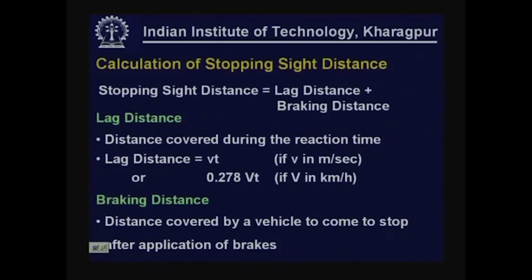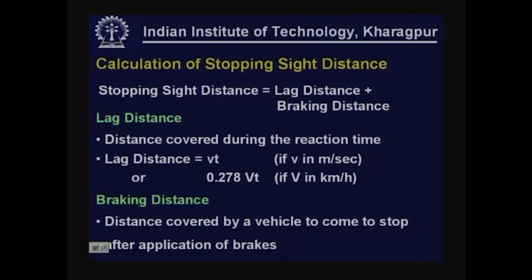Lag distance we can calculate easily. It is the reaction time multiplied by the speed. So, if v is the speed in meters per second, then it is simply v multiplied by t, where the design value of t is 2.5 seconds. Or if v is expressed in kilometers per hour, then it is 0.278 v t, where t is in seconds and v is in kilometers per hour.